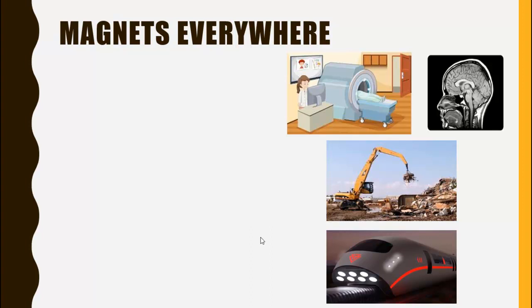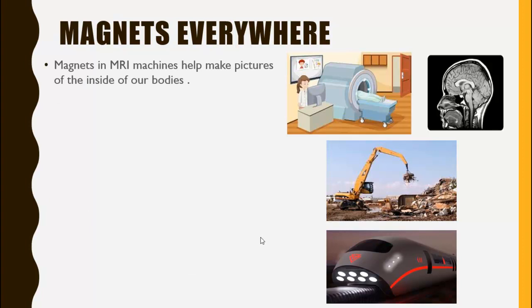Magnets do much more than stick papers to the fridge. They help us in amazing ways. Look at these pictures and see some things that magnets can do. First, magnets in the MRI machine help us to make a picture of the inside of our bodies. So, we use the magnets in the MRI machine that we find in hospitals or labs because they are helpful in figuring out why people are sick by making pictures of the inside of our bodies.